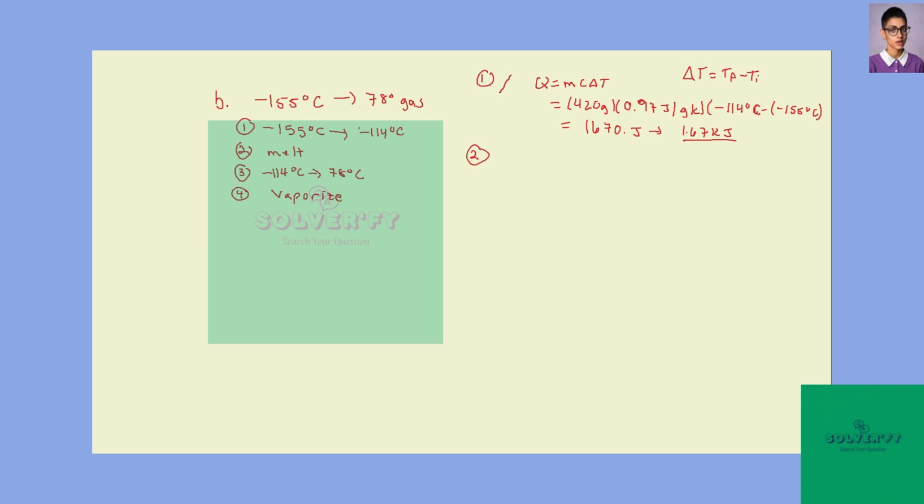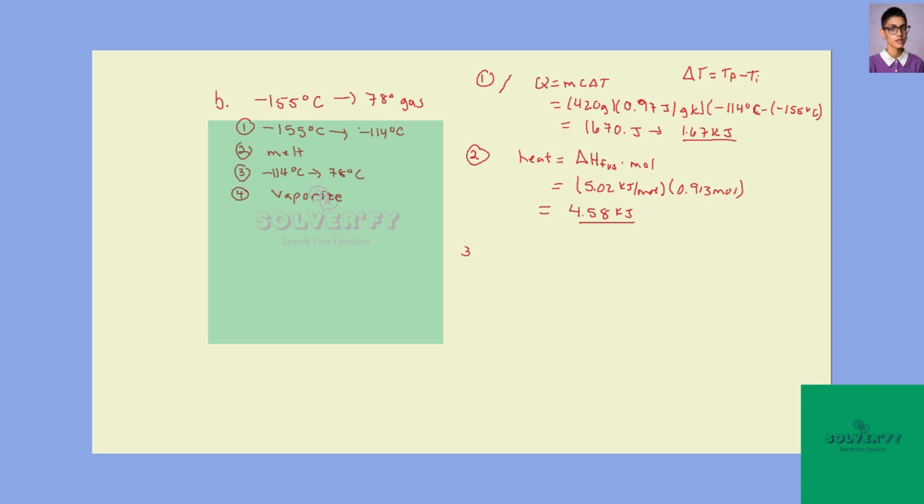In step 2, we are melting. So our heat here is going to be equal to our delta H of fusion times the moles, since this is per mole. So the delta H of fusion given was 5.02 kilojoules per mole, times, we already calculated the moles as 0.913. So that's going to be equal to 4.58 kilojoules for that step.